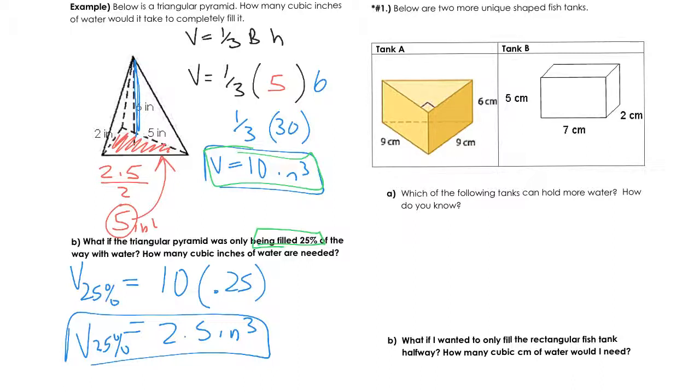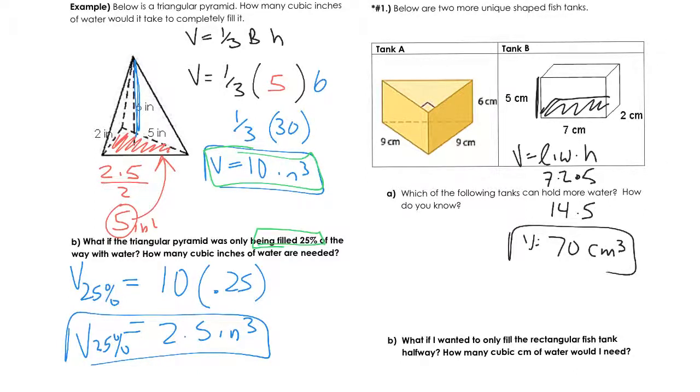All right, so I'm going to start with B because it's a little easier. Volume of a prism is length times width times height, or the area of the bottom, which is 14, because 7 times 2 is 14, times the height, which is 5. 14 times 5 is 70. So the volume is 70 centimeters cubed for this rectangular prism.